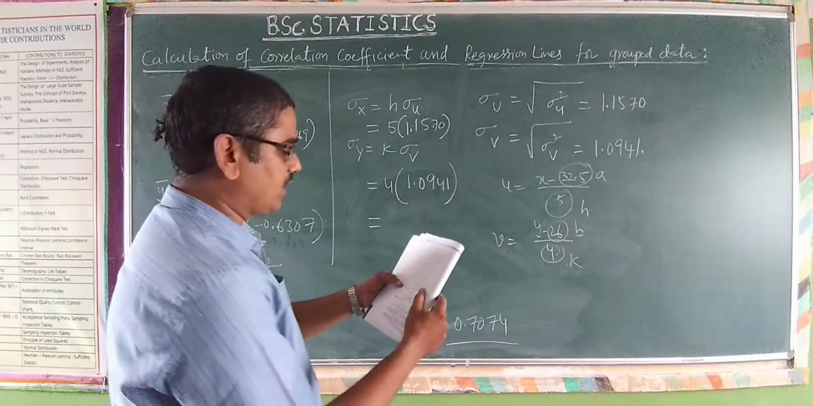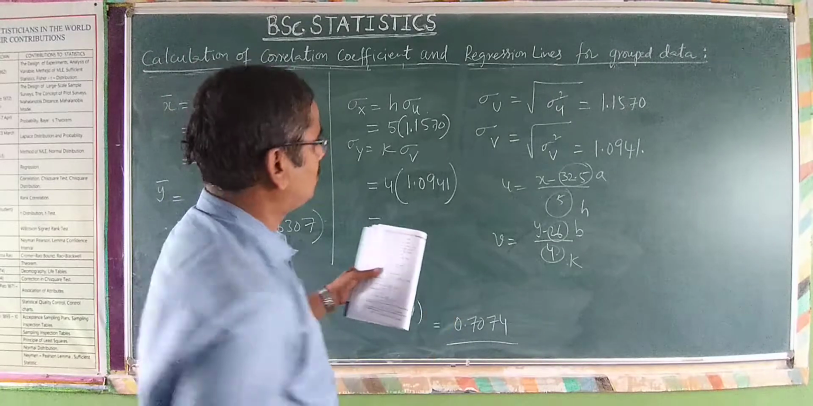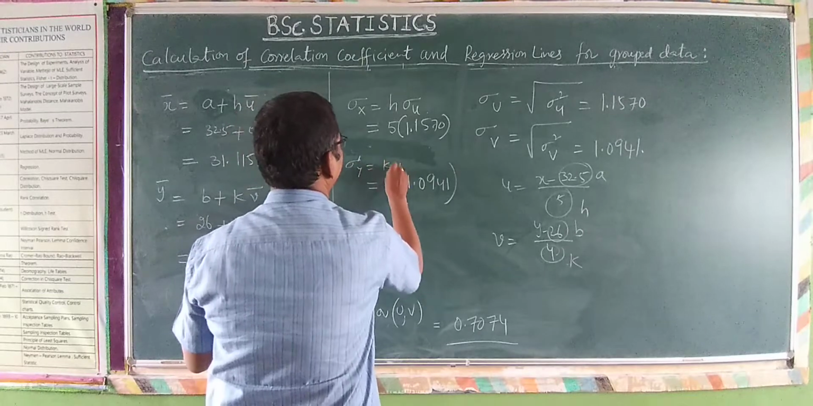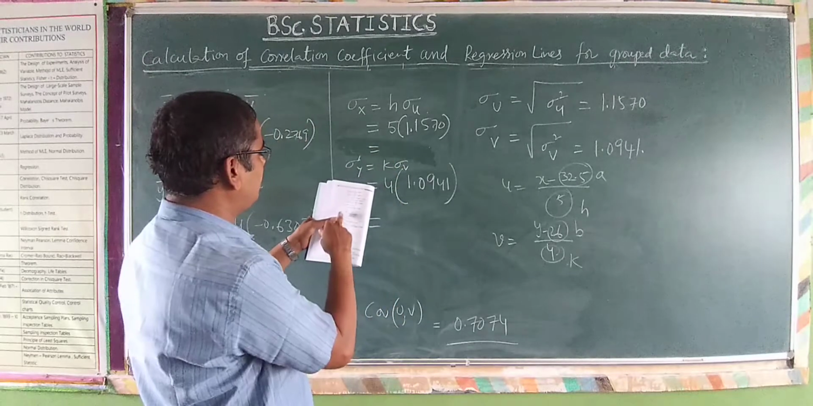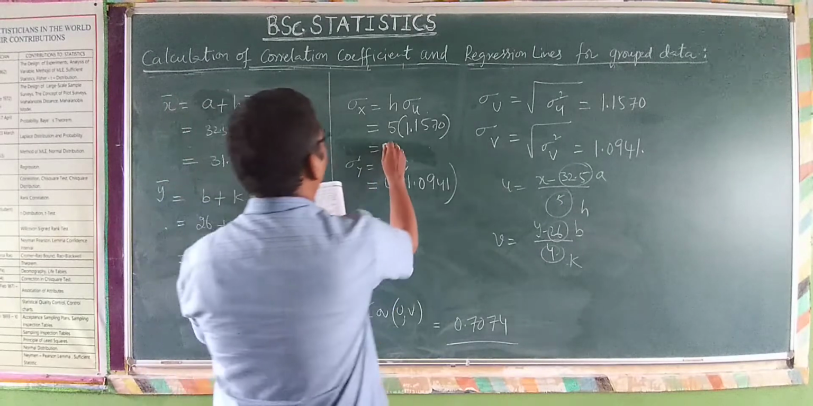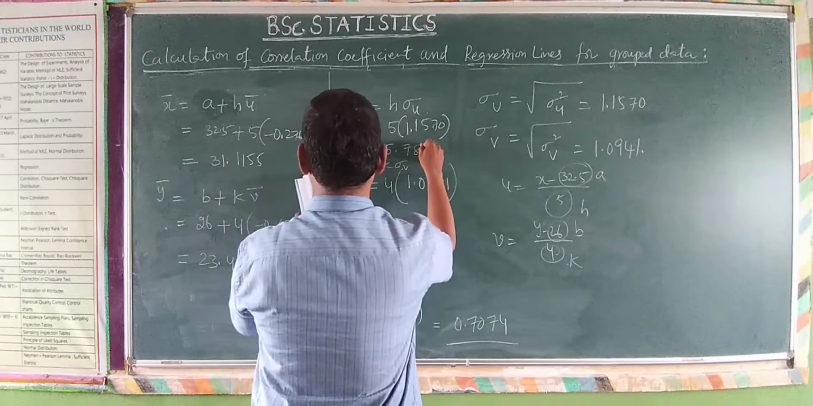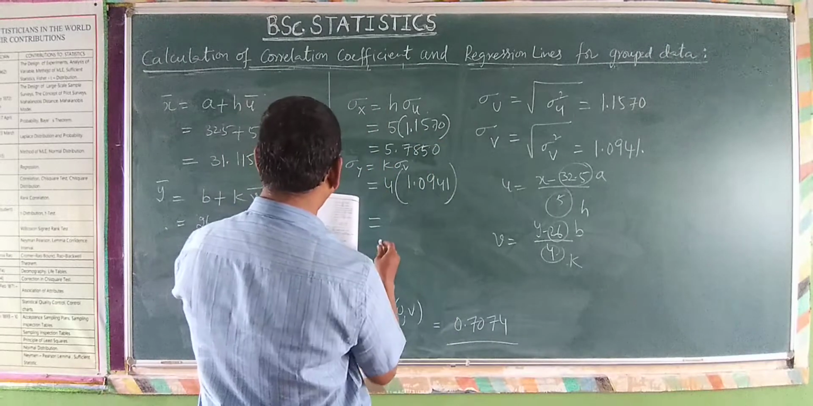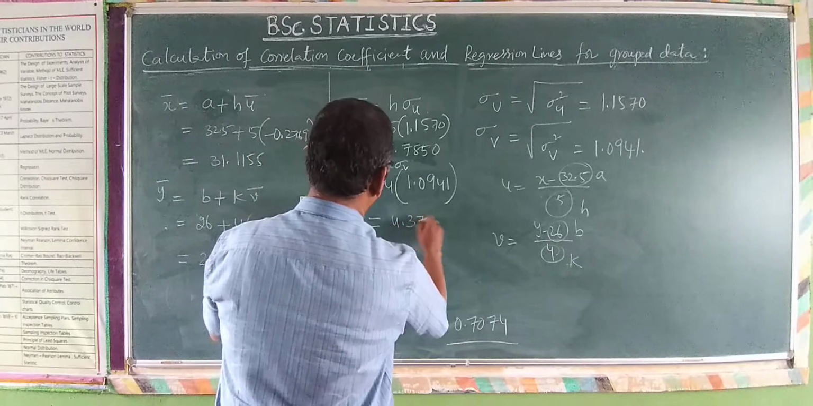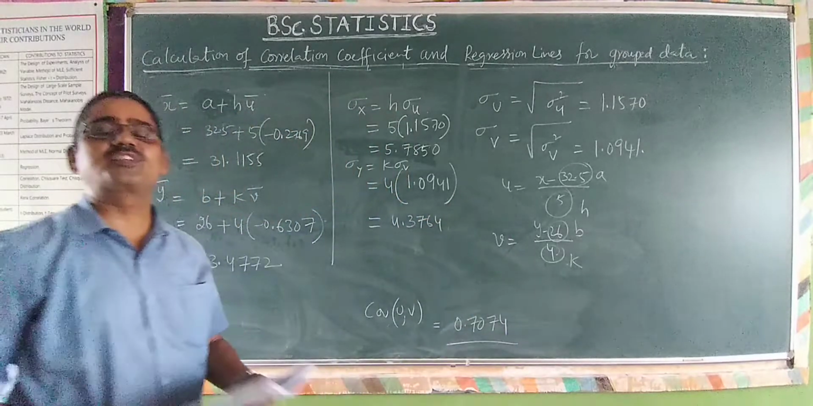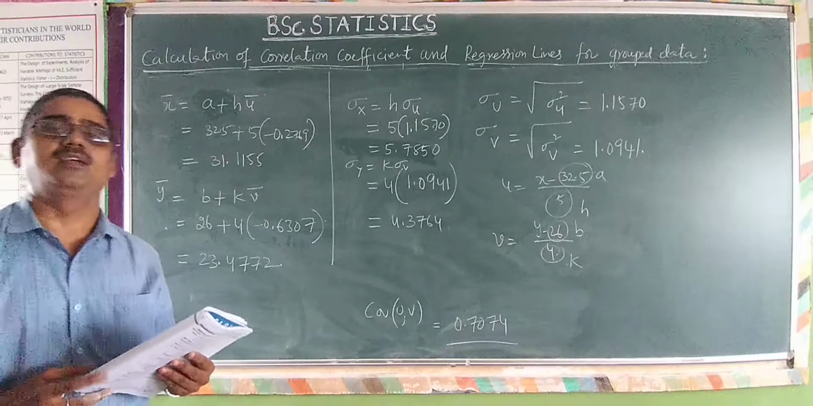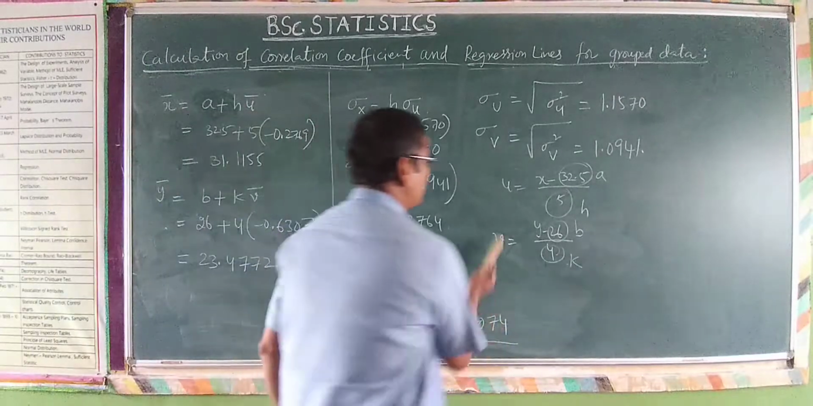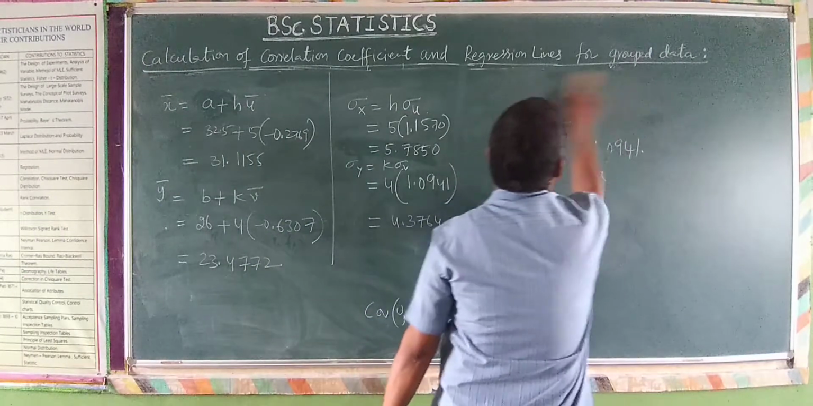So therefore, what is sigma x and sigma y? Sigma x is equal to 5.7850, and sigma y is equal to 4.3764. So these are the values of sigma x and sigma y. Now with the help of the covariance of uv, you have to calculate covariance of xy. So now I am calculating covariance of xy.